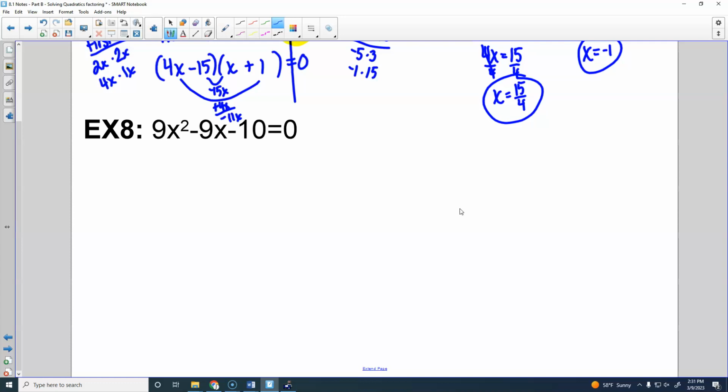All right, let's try the next one. Makes me nervous now. This is not super easy to factor. Okay, I've got 9x squared minus 9x minus 10 equals 0. I need to factor it. My first term is 9x squared, which could be 3x times 3x, or 9x times 1x. And then my last term is negative 10, which is either going to be negative 2 and 5, or negative 1 and 10.